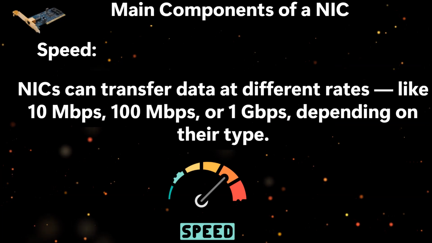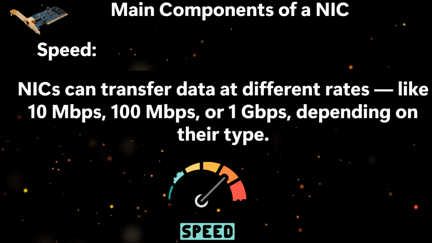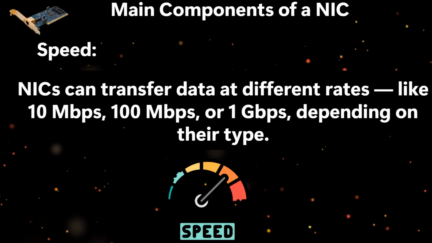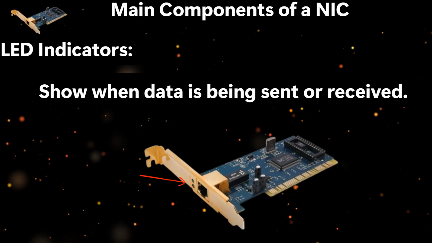Speed, NICs can transfer data at different rates, like 10 megabits per second, 100 megabits per second, or 1 gigabit per second, depending on their type. LED indicators show when data is being sent or received.